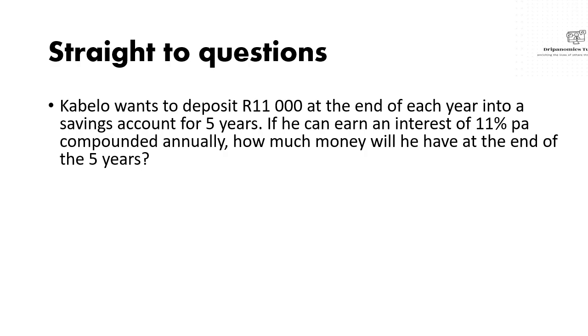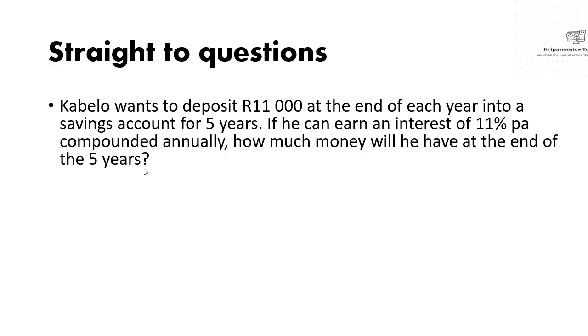Kabelo wants to deposit 11,000 rands at the end of each year. That should scream annuity, because if it says each year, it means that these are recurring payments, right? So it should show you that it's an annuity. So he wants to deposit 11,000 rands at the end of each year into a savings account for 5 years. If he can earn an interest of 11% per annum compounded annually, how much money will he have at the end of the 5 years?